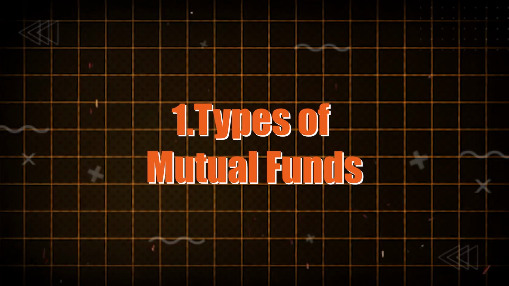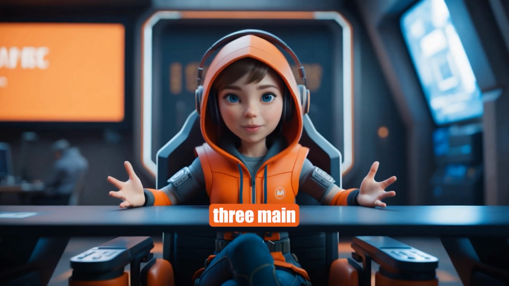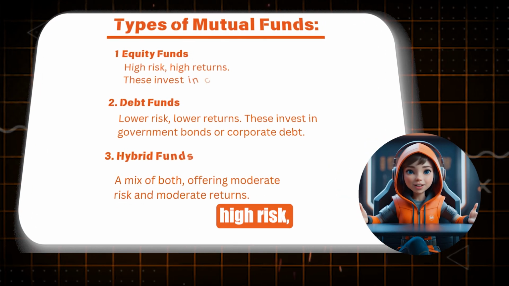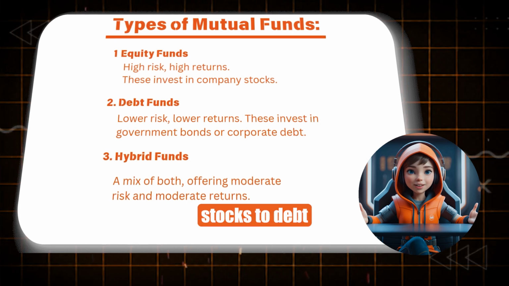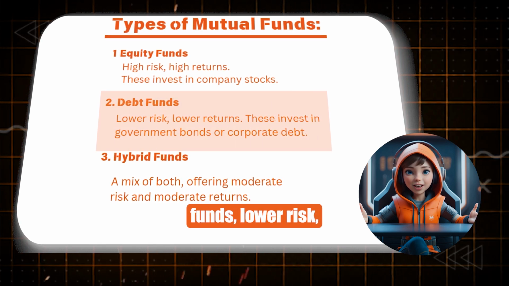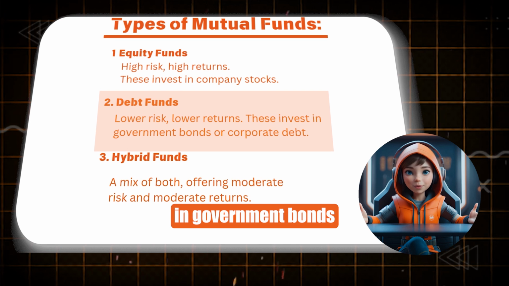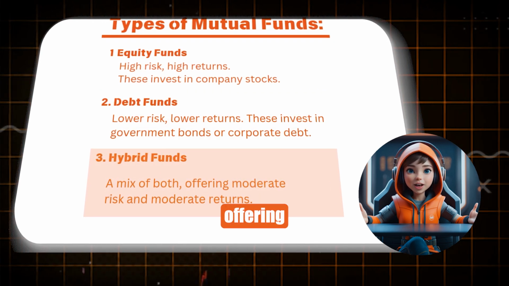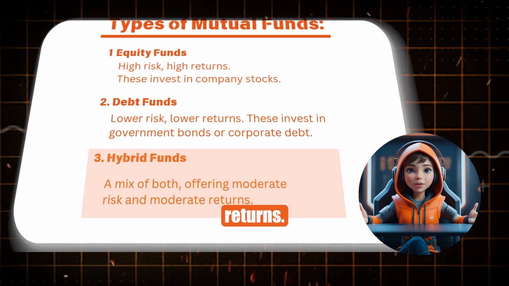Types of mutual funds. There are three main types of mutual funds. 1. Equity funds, high risk, high returns. These invest in company stocks. 2. Debt funds, lower risk, lower returns. These invest in government bonds or corporate debt. 3. Hybrid funds, a mix of both, offering moderate risk and moderate returns.